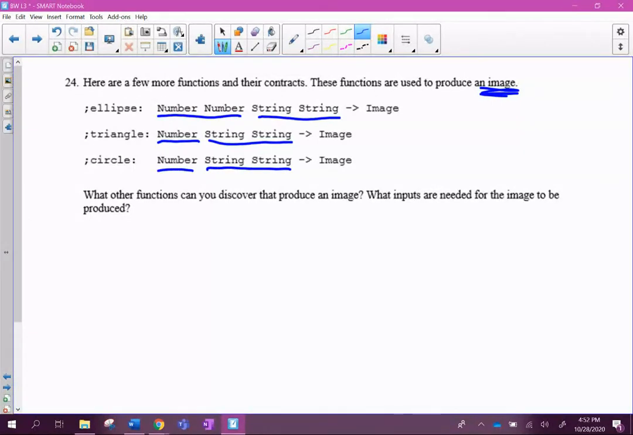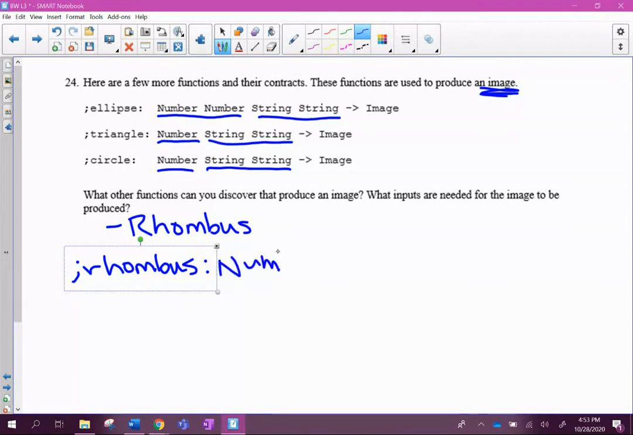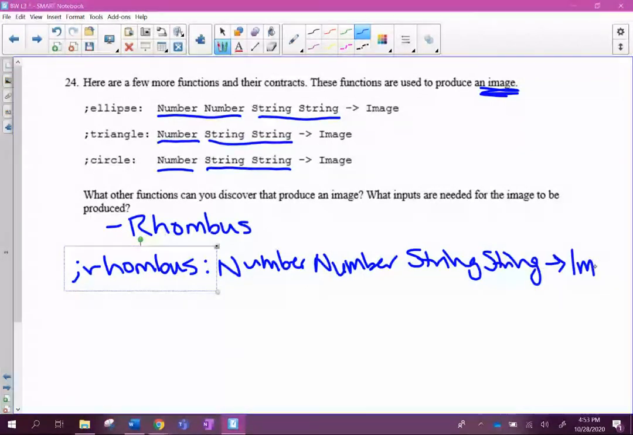Okay? This says, what other functions can you discover that produce an image? What inputs are needed for the image to be produced? The only other function that we have right now that produces an image is a rhombus. Okay, and the contract for a rhombus would look like this. A rhombus needs 2 numbers and 2 strings. And just like above, it produces an image.